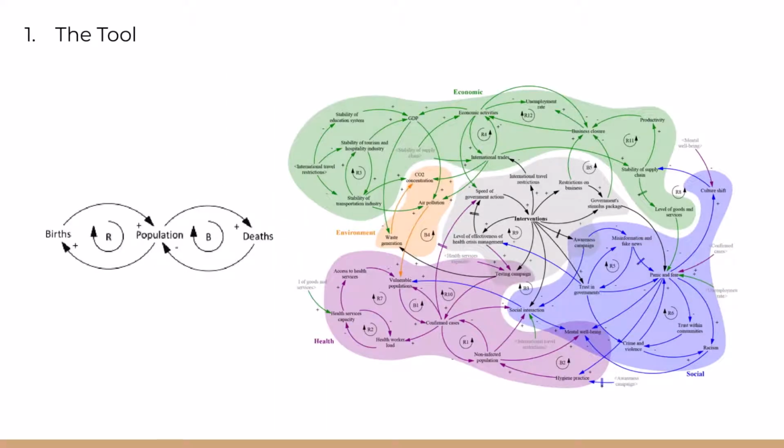So first, what does a causal loop diagram actually look like? Well, it can range from very simple, as can be seen on the left, to very complex, as can be seen on the right. The more variables the system has, the more complex it becomes.